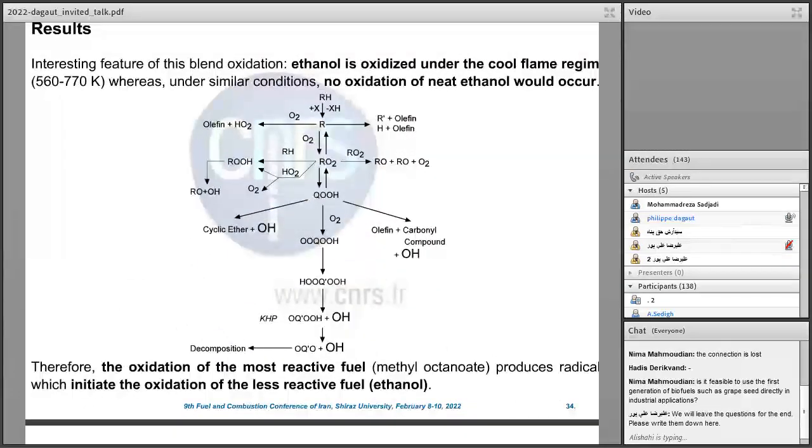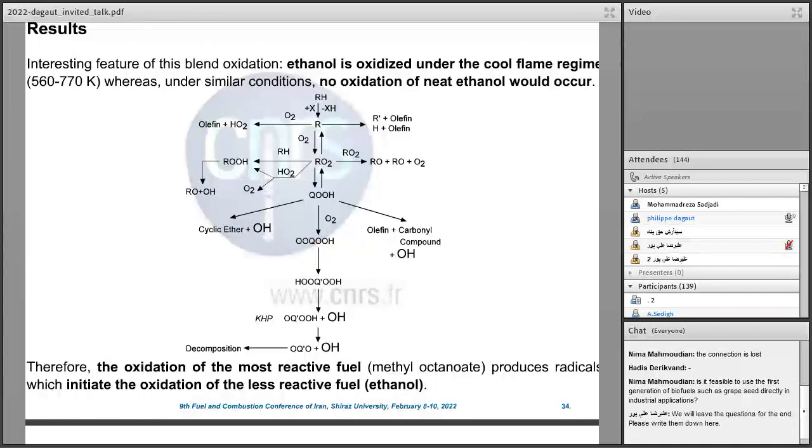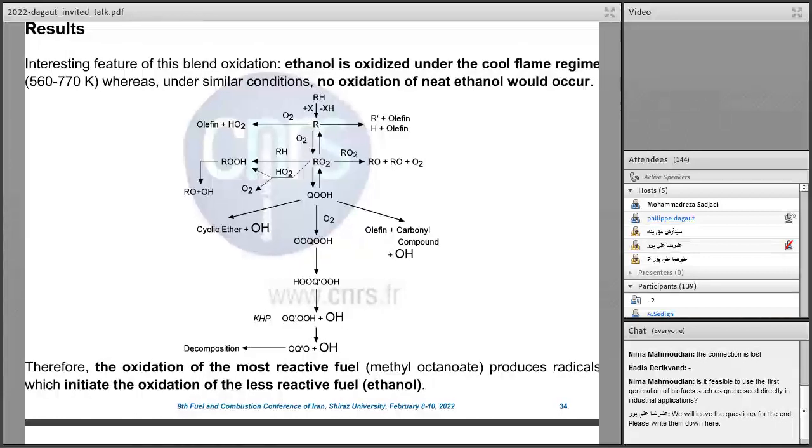So again, an interesting feature when we oxidize this blend is that ethanol is oxidized under the cool flame regime, whereas normally we should not see a strong oxidation. So what are the reaction pathways explaining these results?